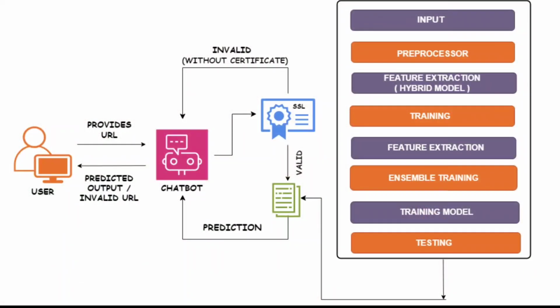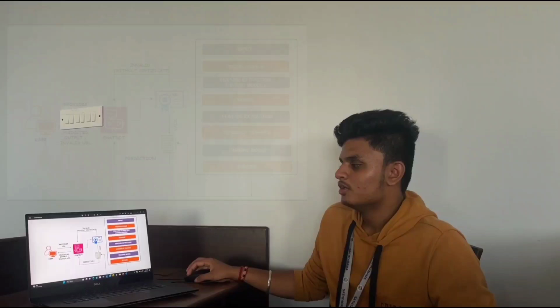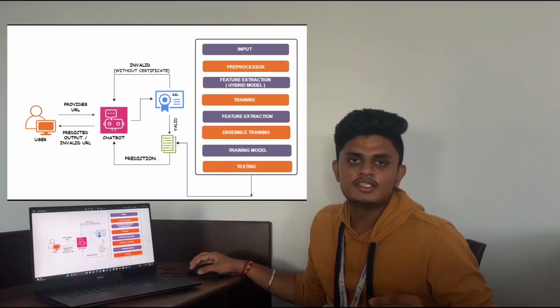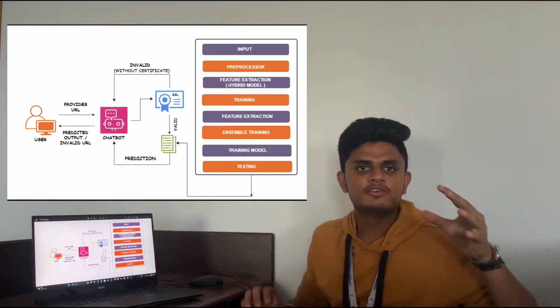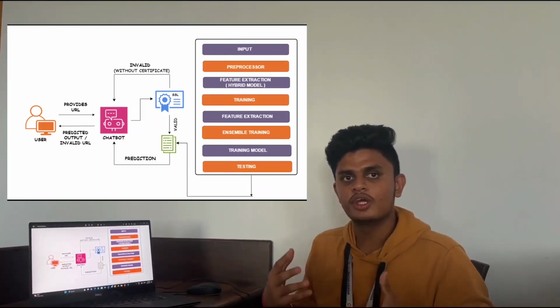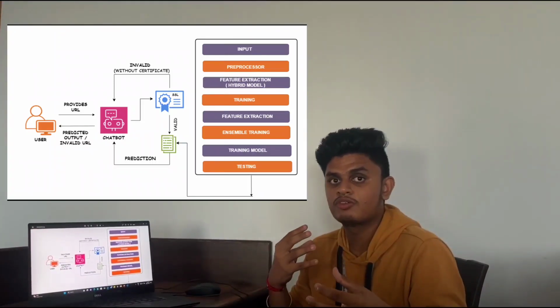So as you can see the flow chart. In our flow chart, what is happening is the user provides a URL to the chatbot. The chatbot processes it by first checking the SSL certificate. Every website consists of an SSL certificate, which tells us whether the URL is a safe site or a phishing site. Phishing site means the site is not safe, so it may be used for scamming or fraud techniques.